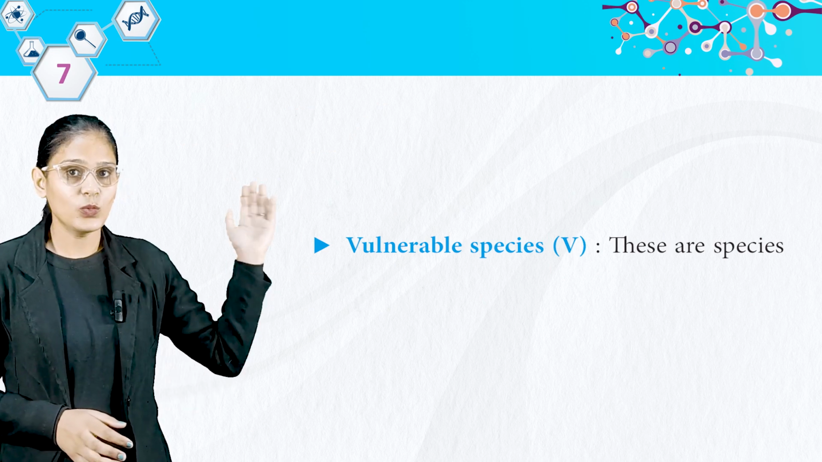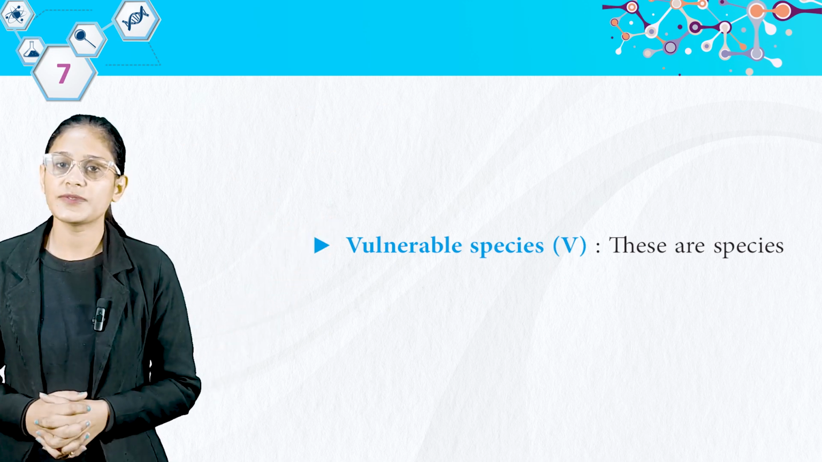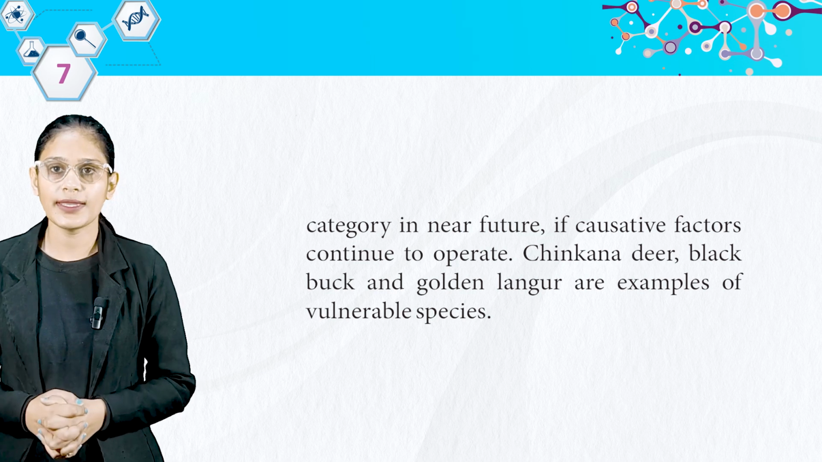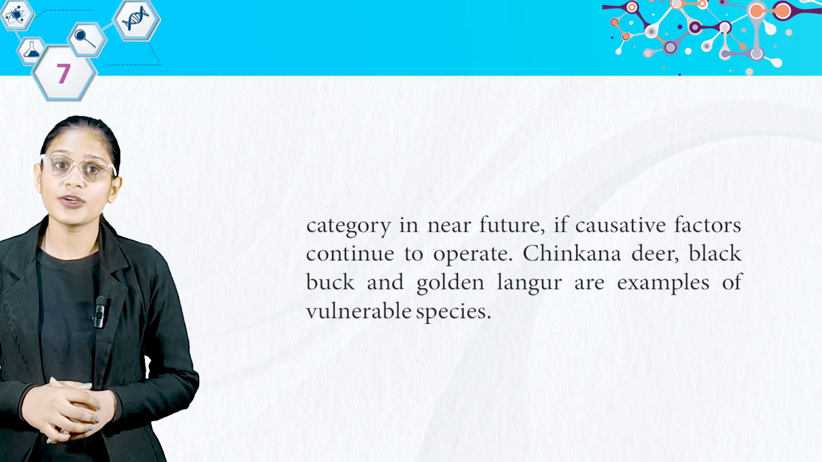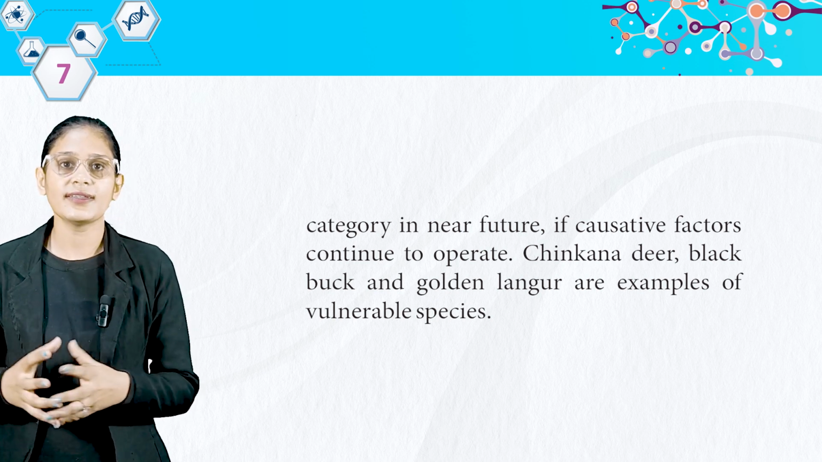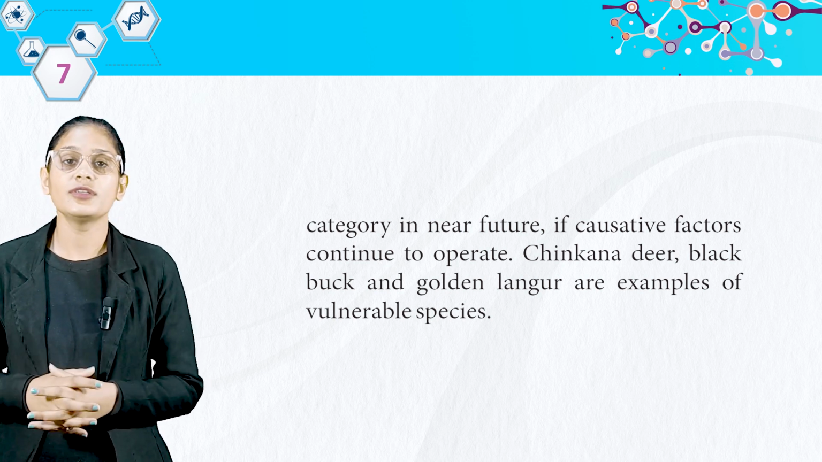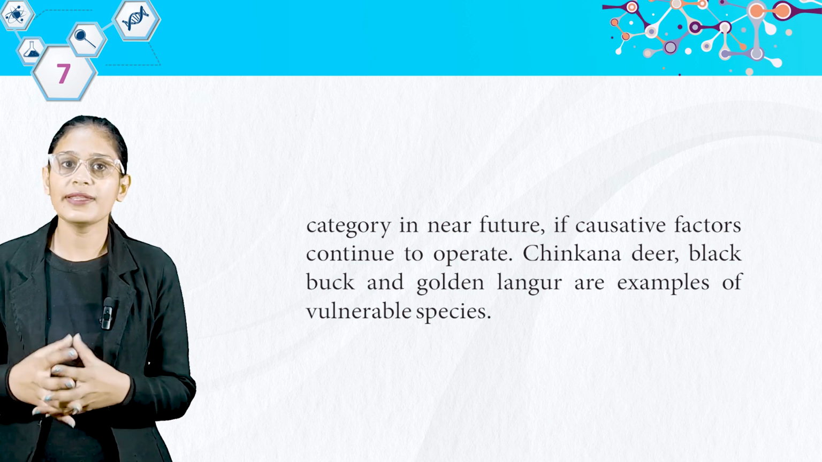Now we have vulnerable species. These are species which are likely to move to endangered category in near future if causative factors continue to operate. Chinkara deer, black buck and golden langur are examples of vulnerable species.